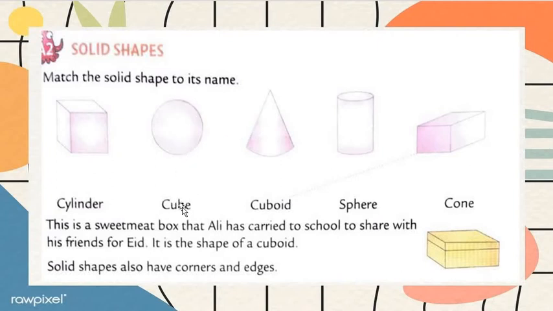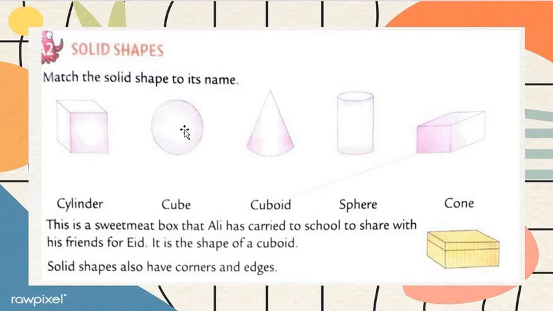Then after, my dear students, cube. Where is the cube? See this, cube. Okay, shape of the cube. Then after, cuboid. Cuboid means, see this shape of the cuboid. The shape is a cuboid shape. Then after, spherical, it's called a circle or round. See this.